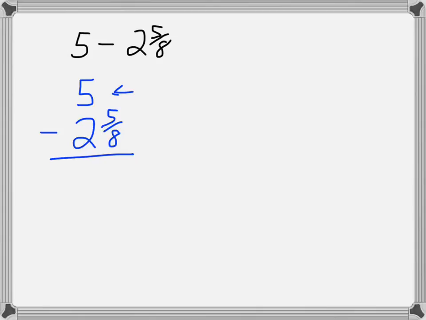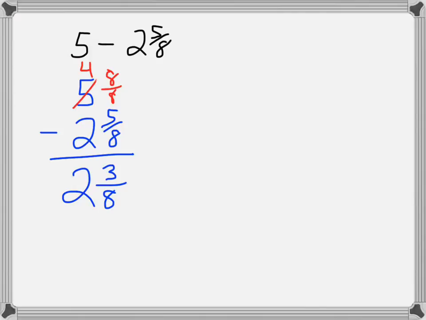So I'm going to borrow 1 from the 5, which is going to be a 4. And then I'm going to put 1 in the empty spot. But because I'm dealing with eighths, I don't want to write a 1 there. I want to write 8 over 8. Now I can subtract my whole numbers. 4 minus 2 is 2. And 8 over 8 minus 5 over 8 would be 3 over 8.